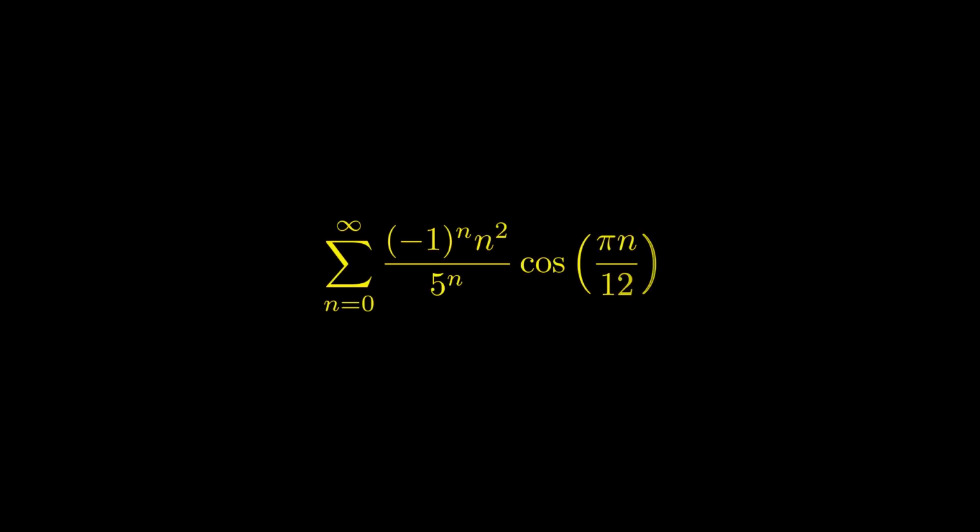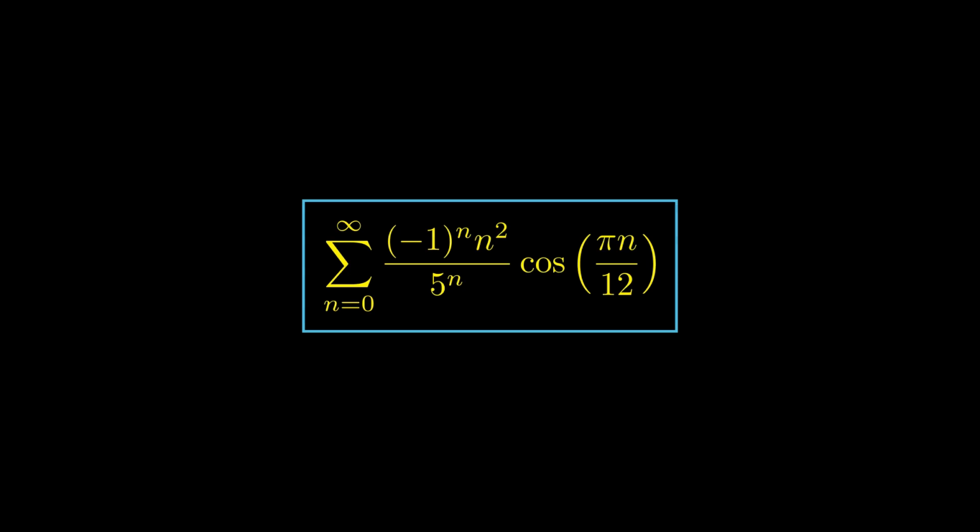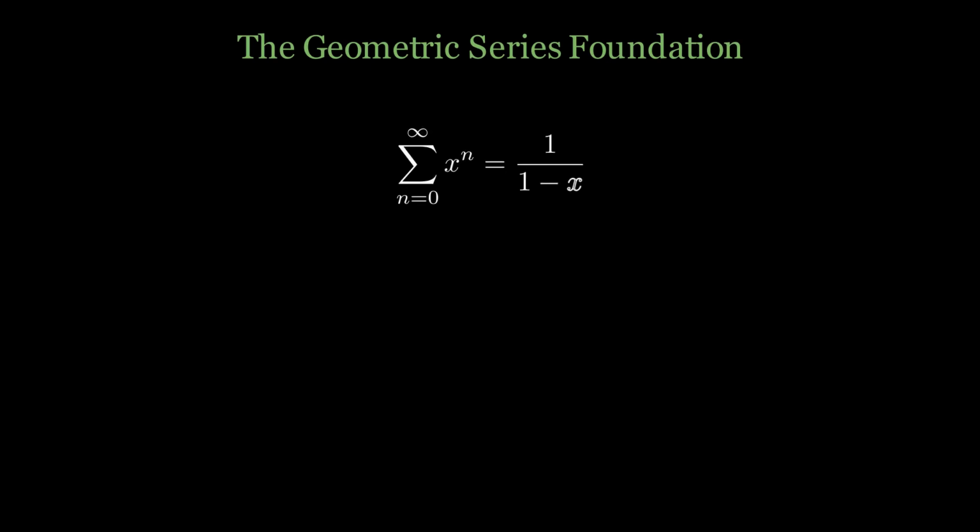Hello everyone. In this video, we shall calculate the value of this infinite series using complex numbers. We start with the basic geometric series which we have learned. So the summation of x to the power n from n equals 0 to infinity, for all valid x, which is mod of x less than 1, simply equals 1 upon 1 minus x.